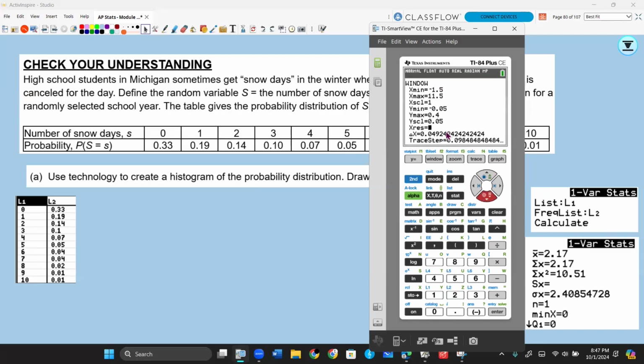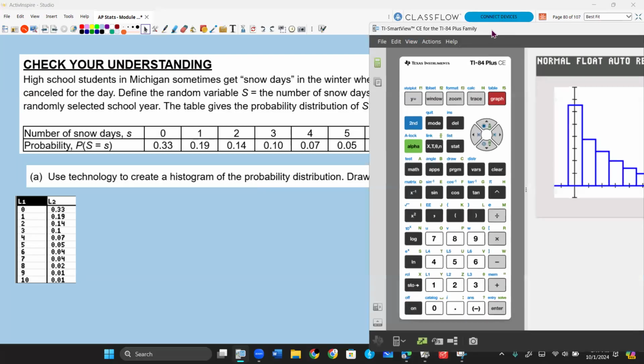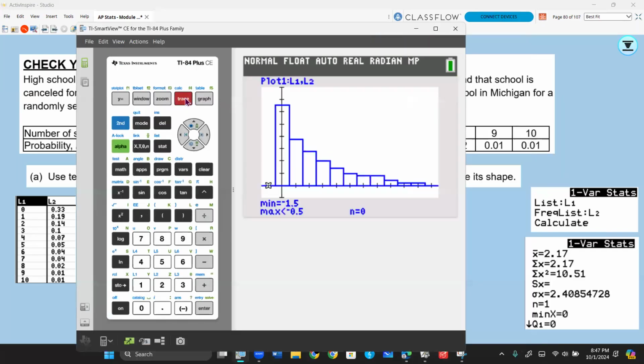So if I did all that, then I could hit graph, and I should get a histogram, and you can kind of ignore the axes here. You do a little zoom here and make that bigger. And there's your histogram. And if you hit the trace button, this bar here is 0. It's between negative 0.5 and positive 0.5. That's 33%. And you can scroll to the right and get all your percentages that way. So that's how I would do it using the TI-84.